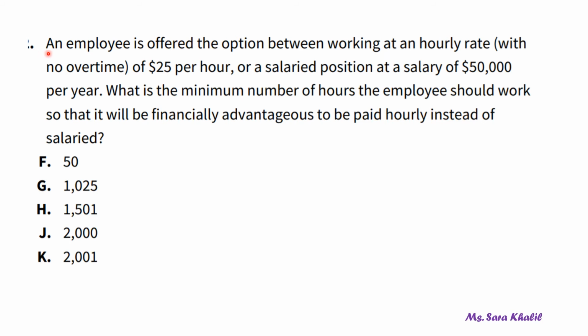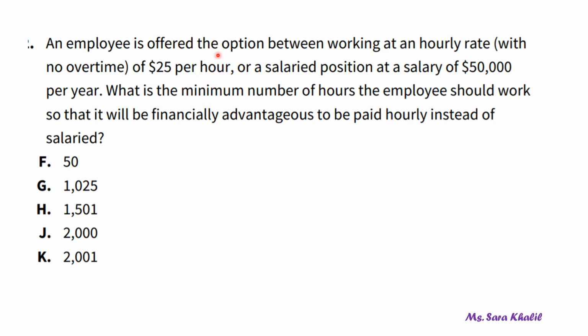This question says an employee is offered the option between working at an hourly rate with no overtime of $25 per hour, this is one option, or a salaried position at a salary of $50,000 per year. What is the minimum number of hours the employee should work so that it will be financially advantageous to be paid hourly instead of salaried? Did you understand the question?